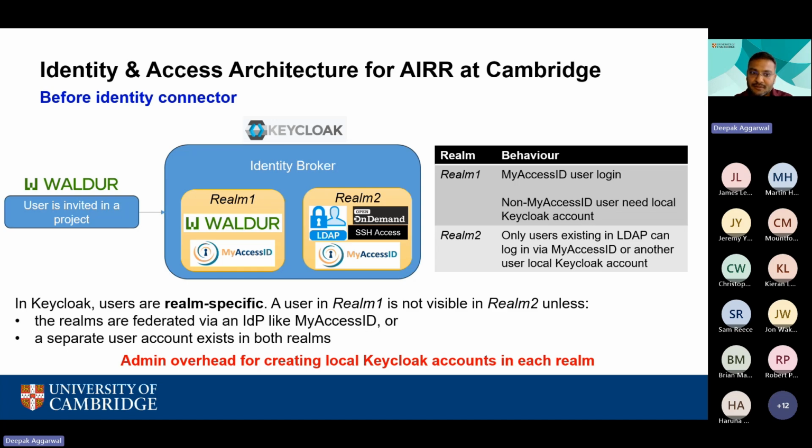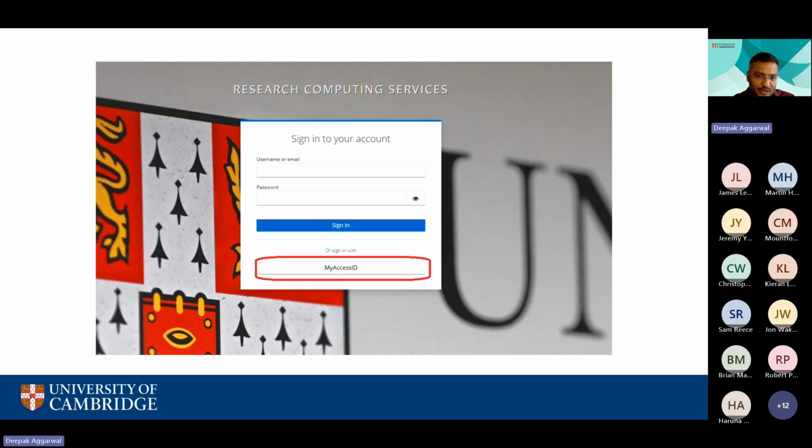Just to show you what the portal looks like currently, this is the service management portal that I was talking about. It is based on Waldo. The option that the users see is MyAccessID. They don't see any other option.